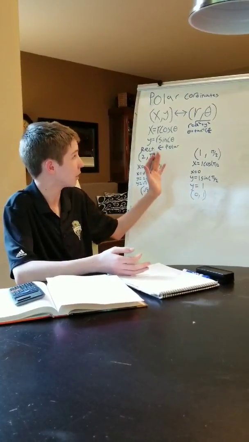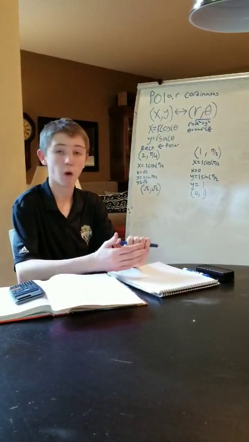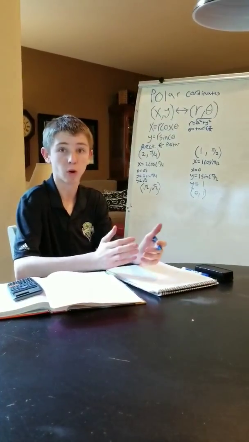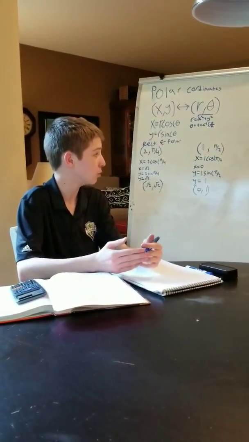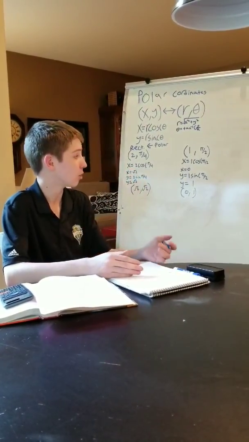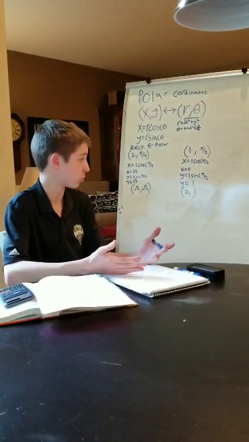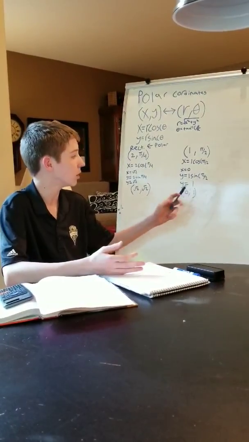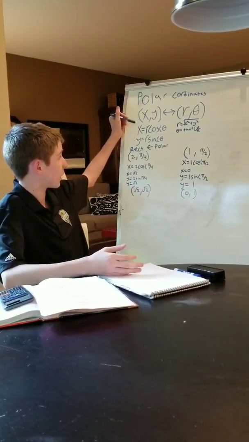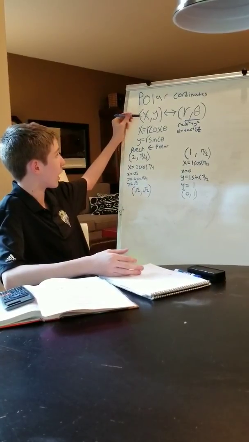And then the y is just going to be sine pi over 2 times 1. The sine of pi over 2 is just 1, up on the y-axis. So 1 times 1 is just 1, and y will be 1. Making your finished product 0 comma 1 for your rectangular coordinate, which is x and y.